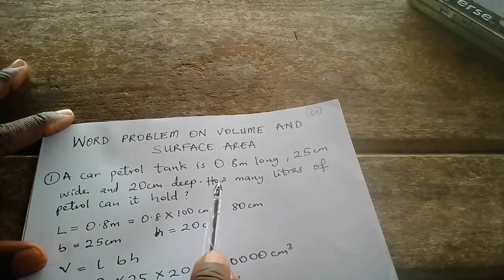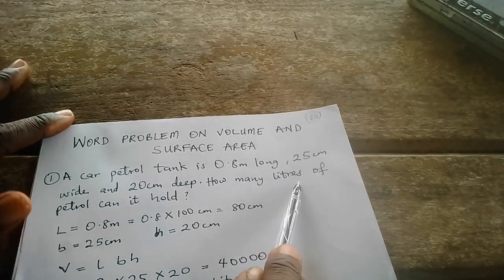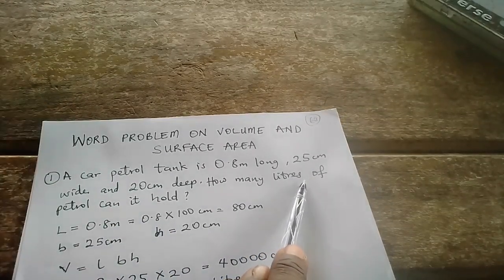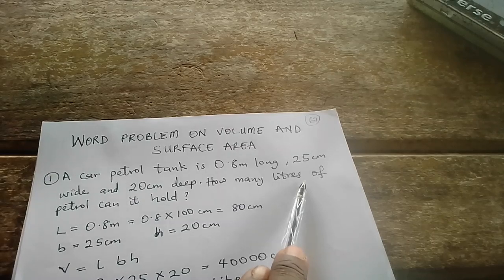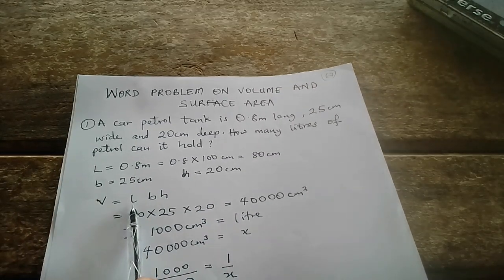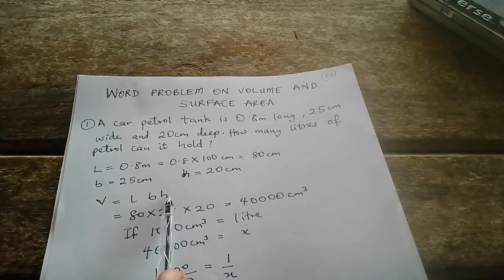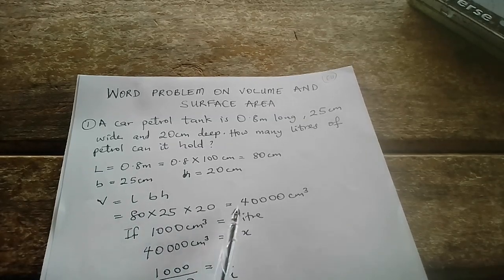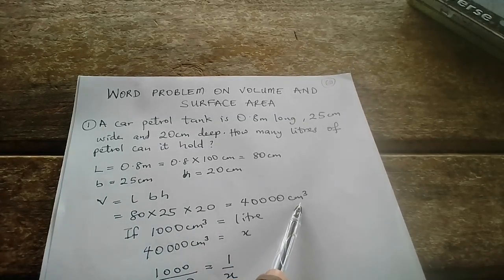We are told to look for how many liters of petrol it can hold. Since you are talking of liters of petrol, that means you are talking of the volume of the tank. Since it's a cuboid, volume is equal to length times breadth times height. Substituting, the length is 80, the breadth is 25, and the height is 20. So 80 times 25 times 20 is 40,000 centimeter cube.